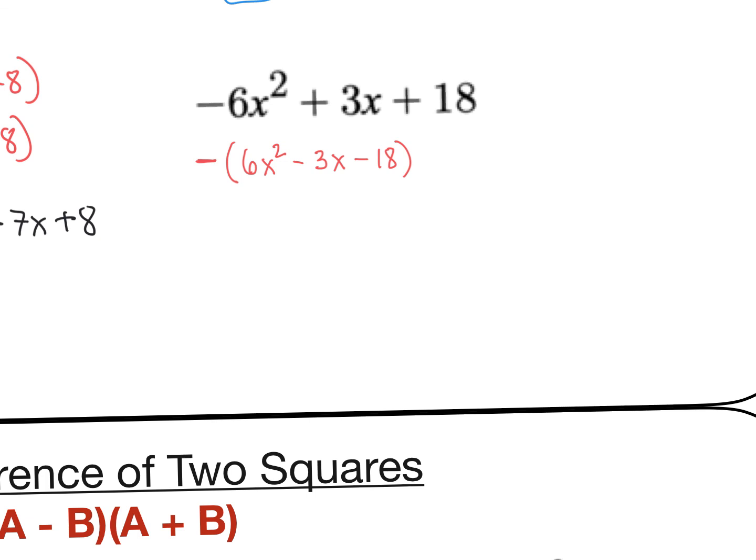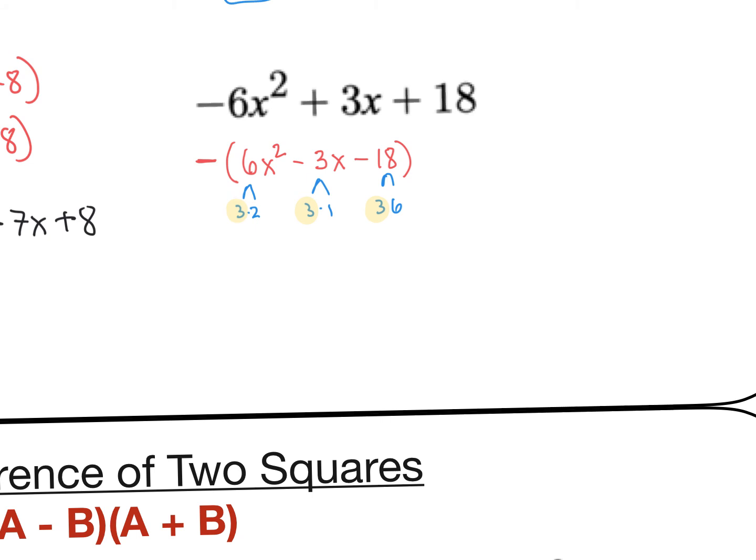And now, since we have the negative out, we don't have to worry about it anymore. But we still are going to check for this common factor here. And it looks like what could go into each one of those evenly? A 6, a 3, and an 18. And so if we broke these down, 6 is a 3 times 2, 3 is a 3 times 1, and an 18 is a 3 times 6. So it looks like we can bring a 3 out of each one of these, okay?